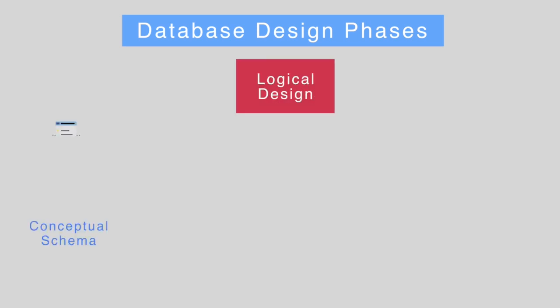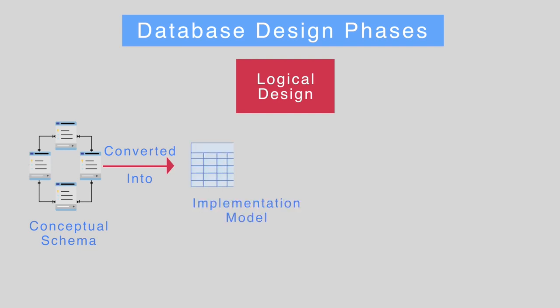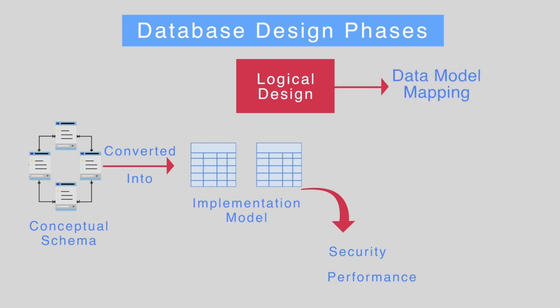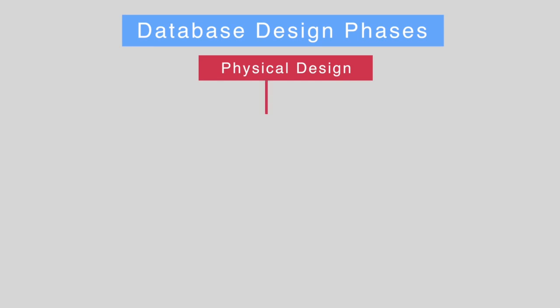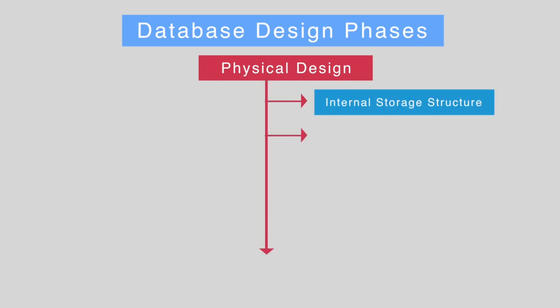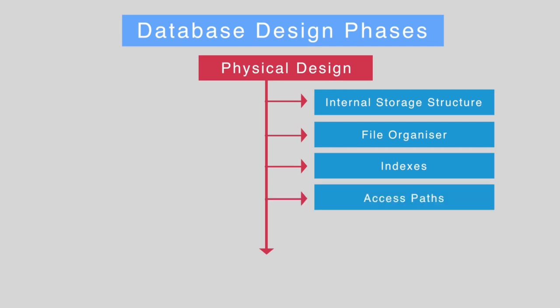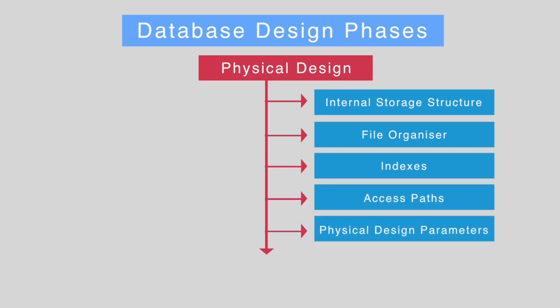In logical design, the conceptual data model is converted into the implementation data model, where we finalize the whole database design logically by considering many aspects like security and performance, etc. It is also called data model mapping. Please remember that it is just a pictorial design. The actual database will be implemented using DBMS software like MySQL or Oracle, etc. In physical design, the parameters like internal storage structures, file organizations, indexes, access paths, and physical design parameters for the database files are specified.